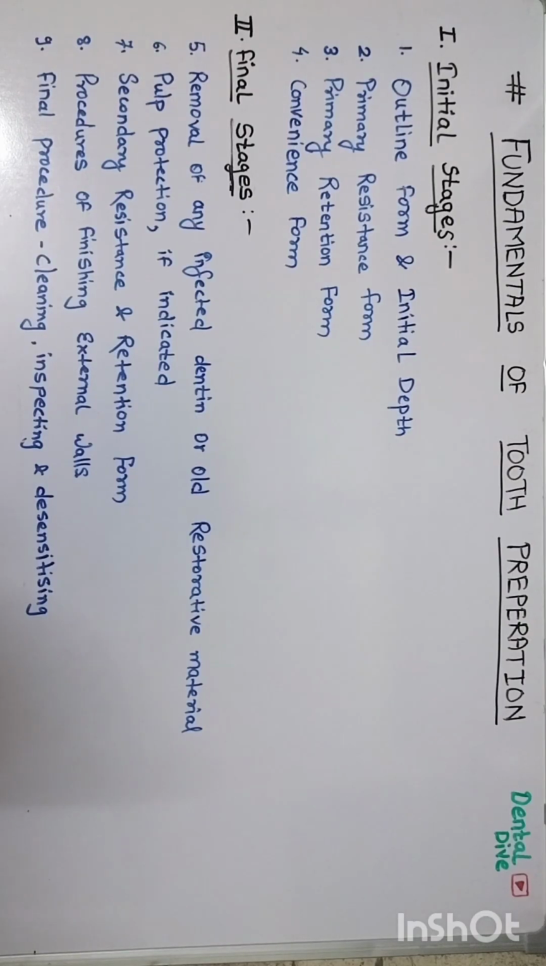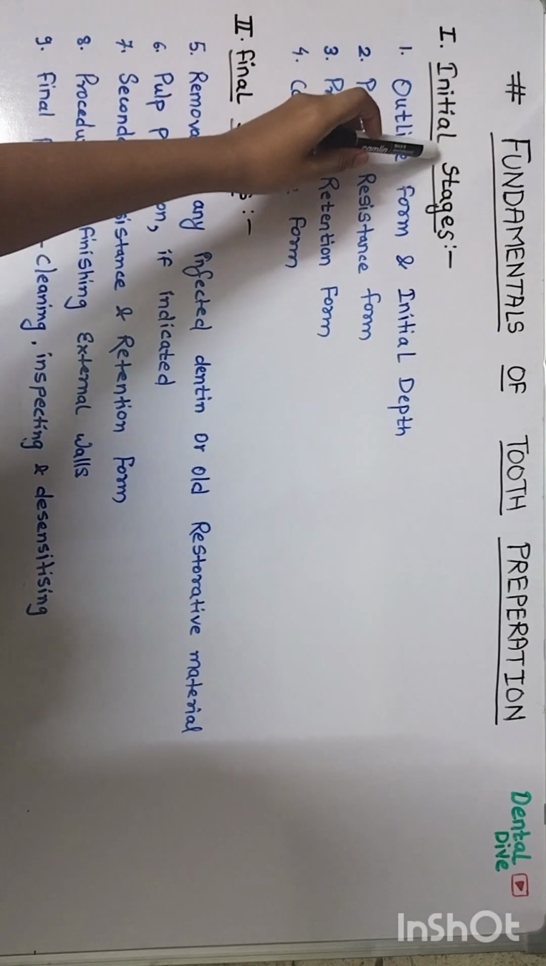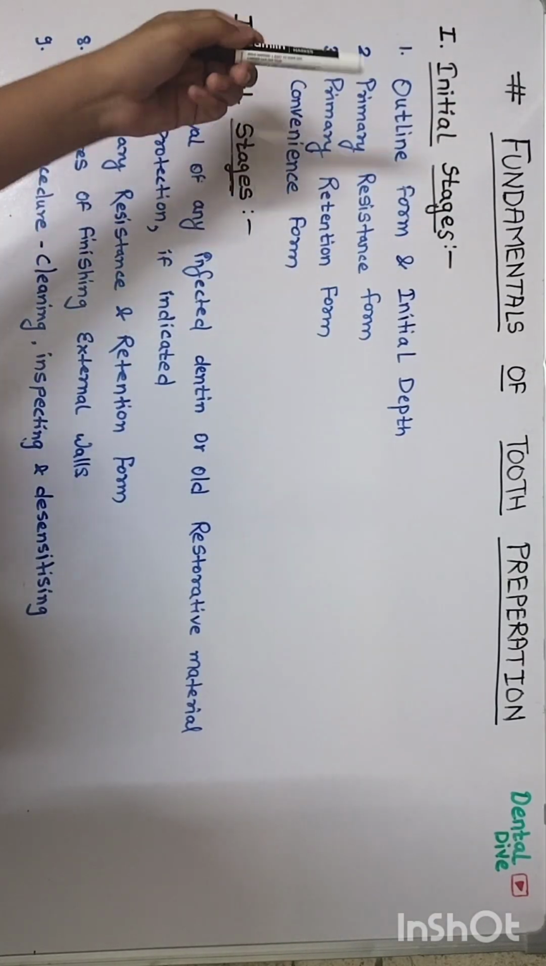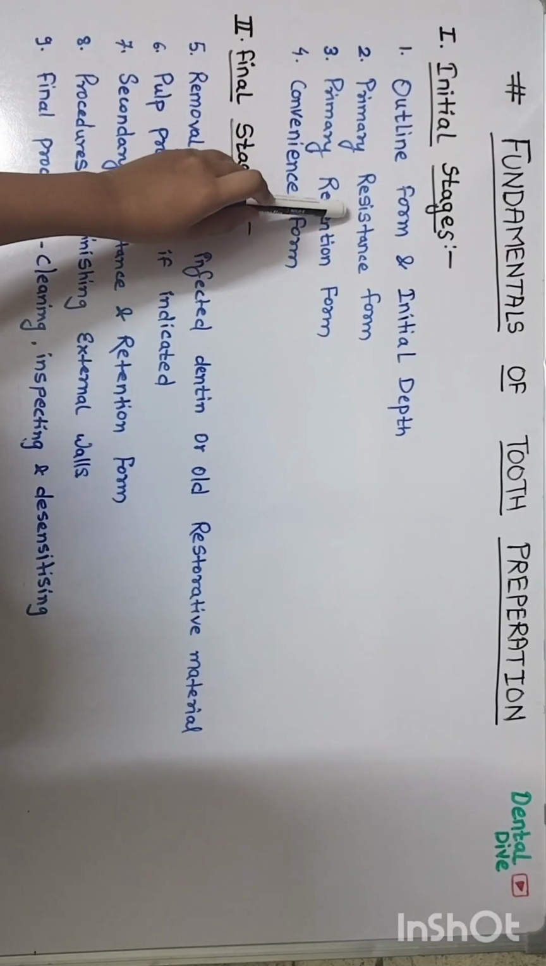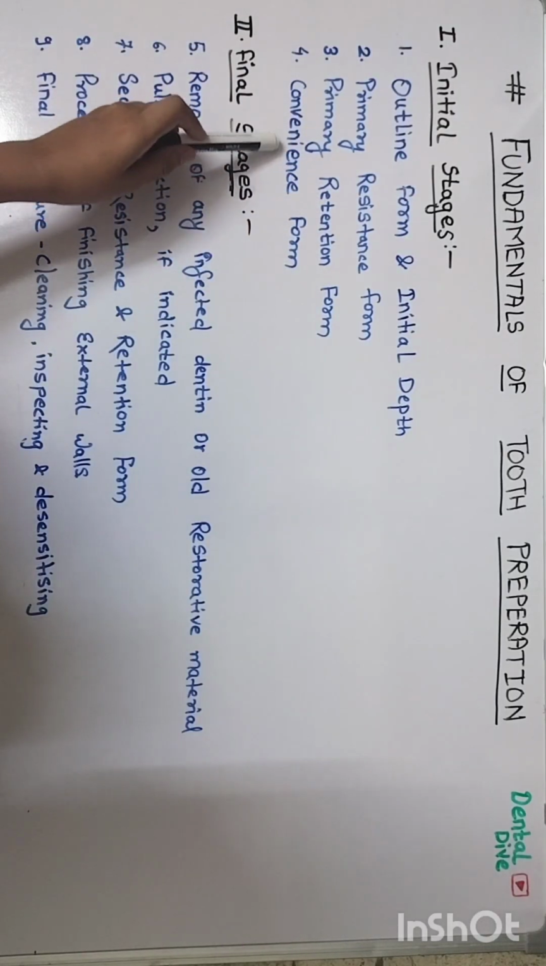Today we will discuss the topic of fundamentals of tooth preparation. It has two stages, initial stage and final stage. Initial stage has 4 steps: outline form, primary resistance form, primary retention form, and convenience form.